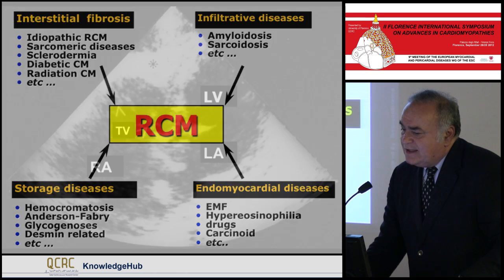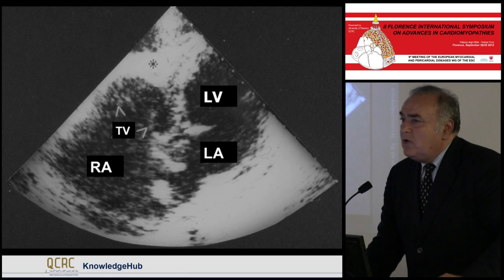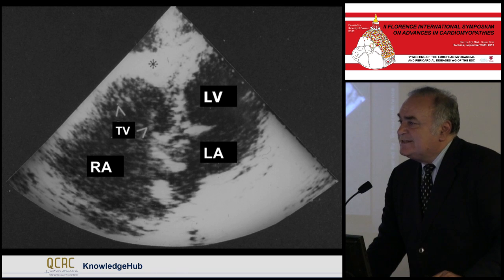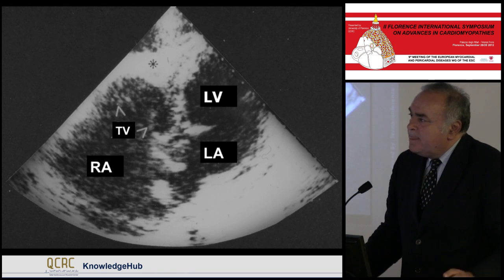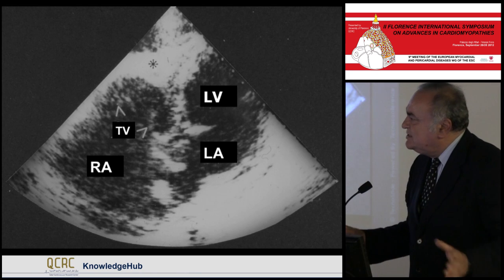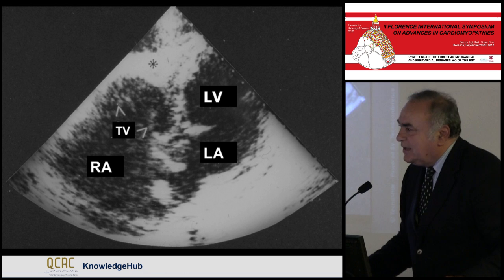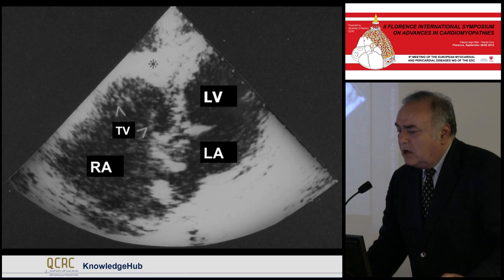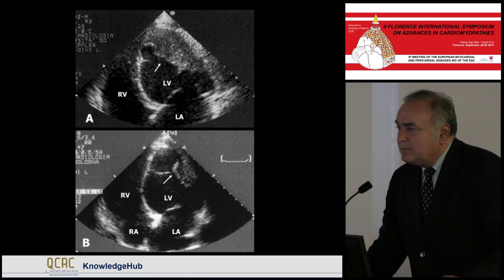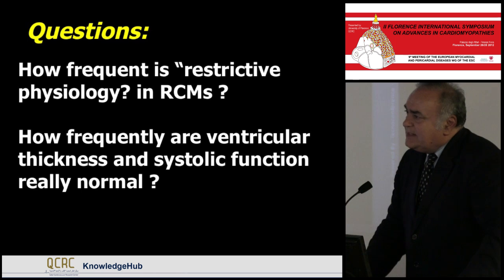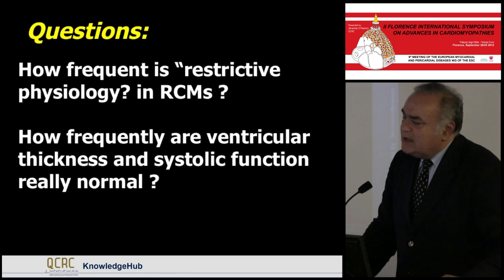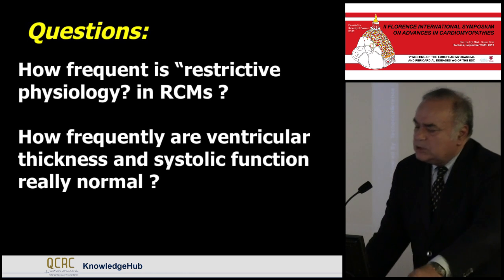However you look at the problem, the concept is that you have a huge spectrum of disease from a morphological point of view, starting from the absolute sobriety, I would say paucity, of morphological findings of the idiopathic restrictive cardiomyopathy to this impressive richness of morphological abnormalities of endomyocardial fibrosis, right type, endomyocardial fibrosis of the left ventricle, and so on. Now, at least 2 questions. How frequent is restrictive physiology in restrictive cardiomyopathies? And how frequently are ventricular thickness and systolic function really normal?